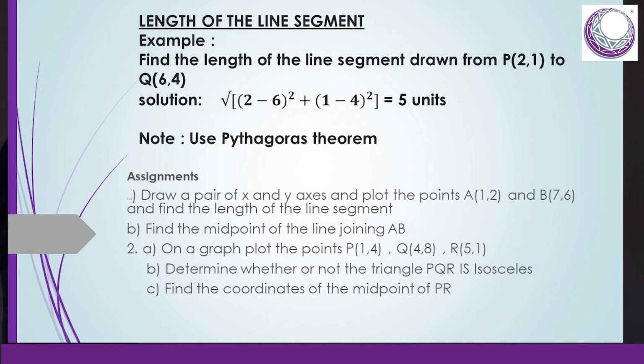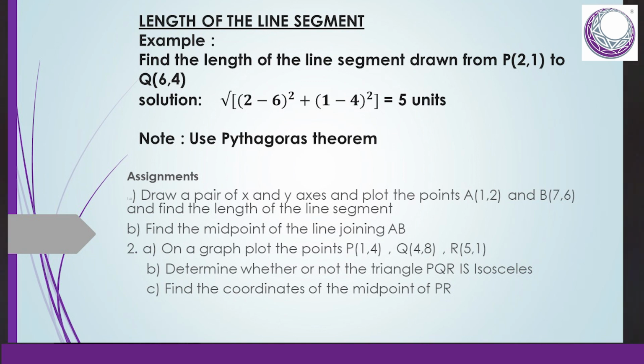Now I can do that directly with my calculator, and that is going to give me 5 units. I'm not going to say 5 kilometers or 5 meters, but the units are given as 5 units. So, after calculating, 2 minus 6 is minus 4, squared gives me 16, plus 1 minus 4 gives me minus 3, squared gives me 9. And therefore, 9 plus 16 gives me 25.